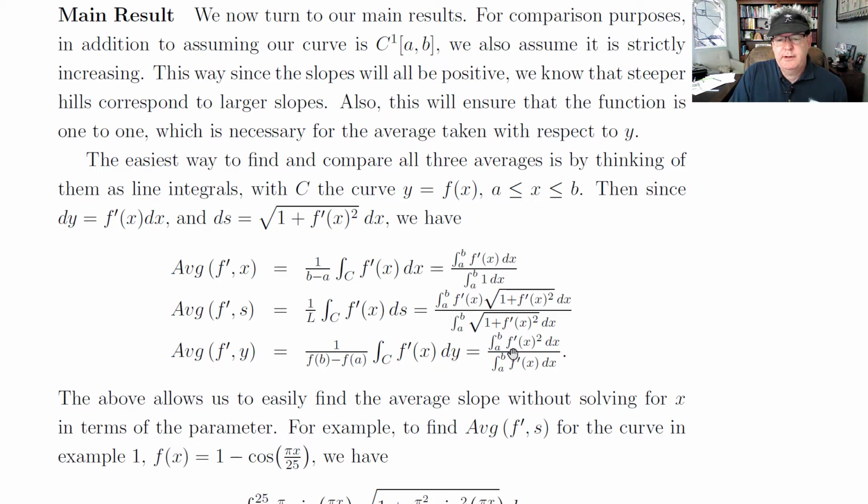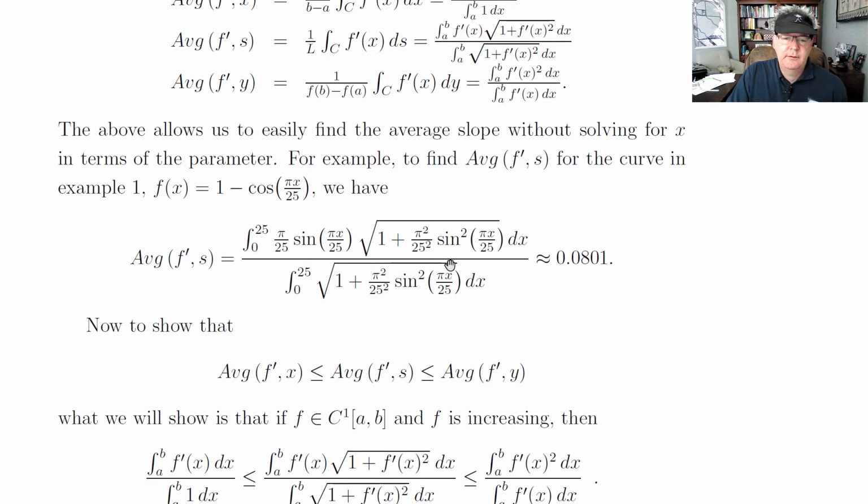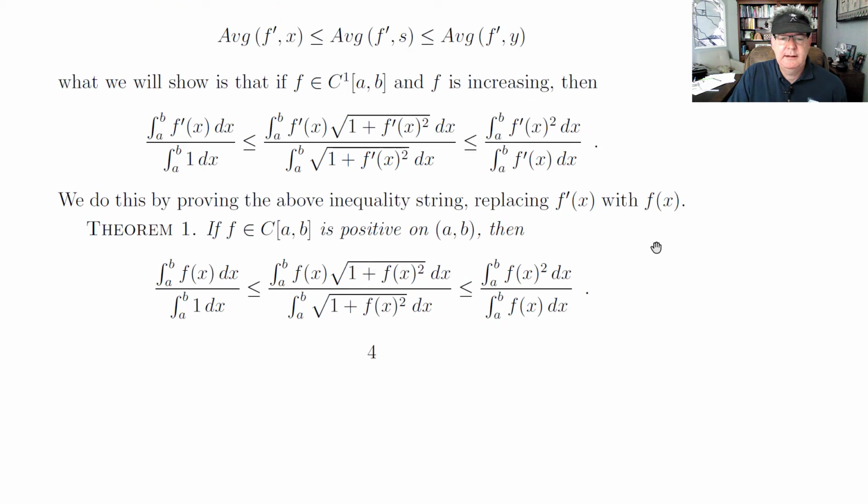So dy becomes f prime of x dx. So we've got these three line integrals, which will give us these averages. And so now it's easy to get any average value.